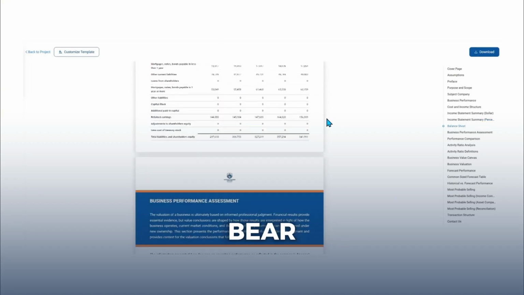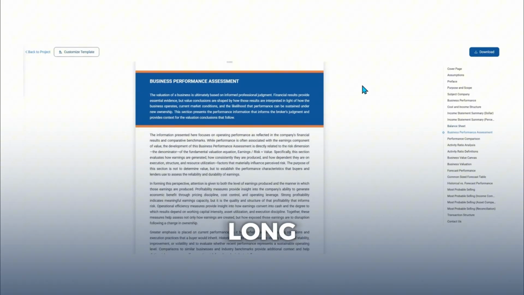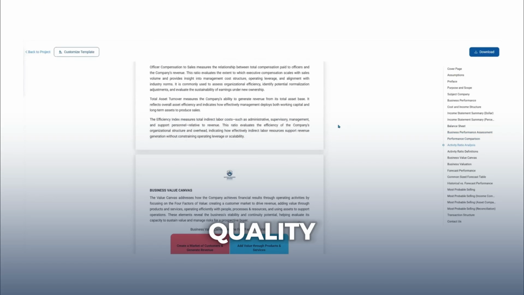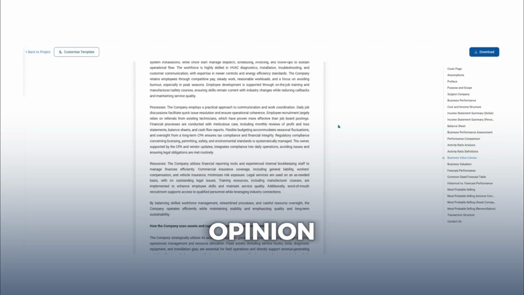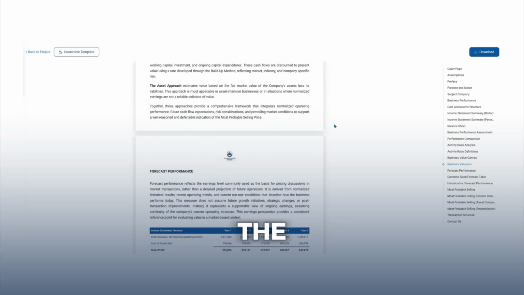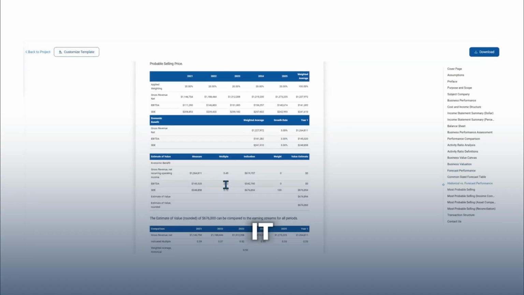that can bear a $2,500 to $3,500 price in your marketplace all day long. Some of your peers are selling these for $7,500. High quality, professional broker opinion of value that indicates the performance, the value that you developed, the reason why you developed it, and so on. You can download that report.